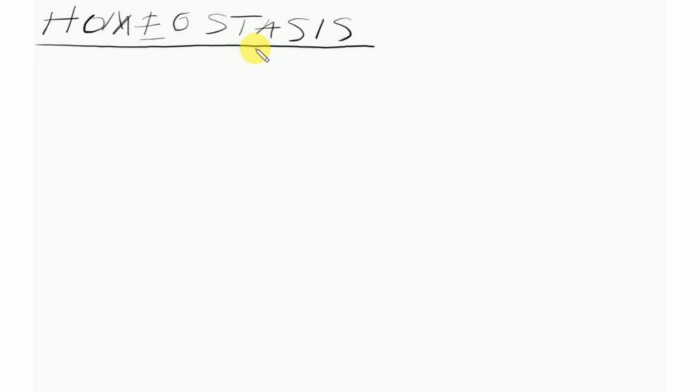So today in biology we're going to start a new topic, and this is homeostasis. Homeostasis is defined as the regulating and maintenance of the internal environment of the body. And the next thing that we're going to talk about are the organs that facilitate homeostasis.